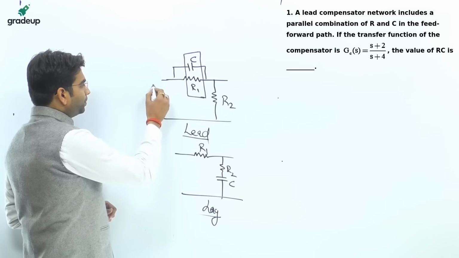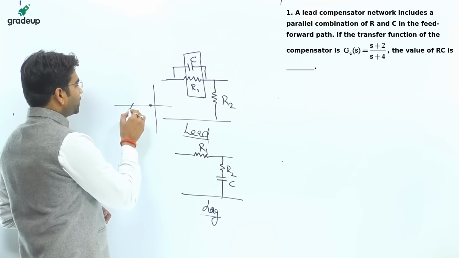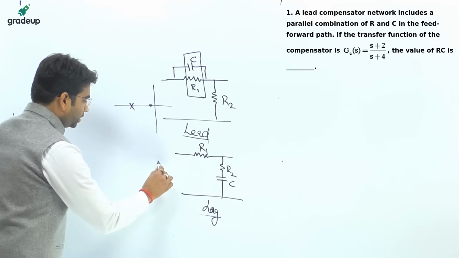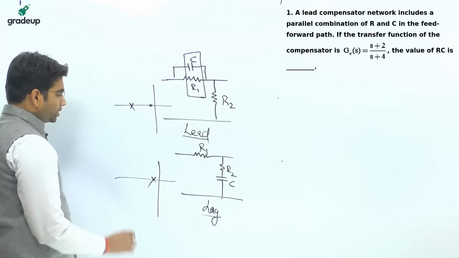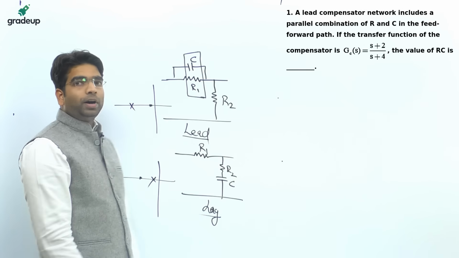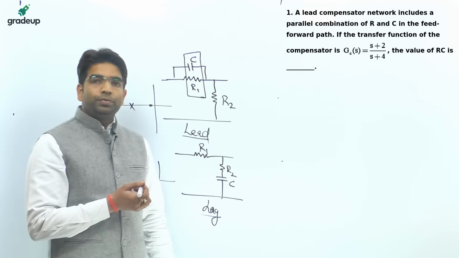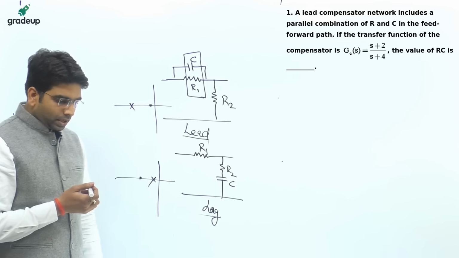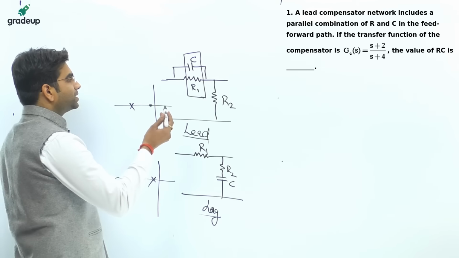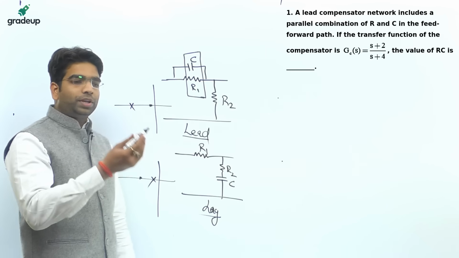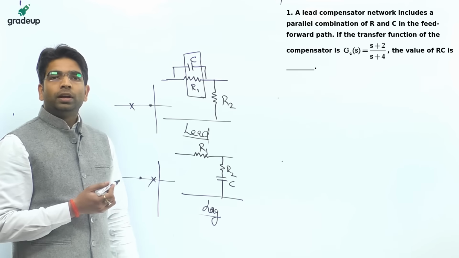In lead compensator, the zeros will be nearer to the origin, and the poles will be far from the origin. Same as in lag compensator, the poles are closer to the origin and the zeros are far from the origin. The lead compensator improves the steady state response of a given system, and the margin of stability increases. It is high pass in nature, bandwidth increases, signal to noise decreases. So we should begin with the question.